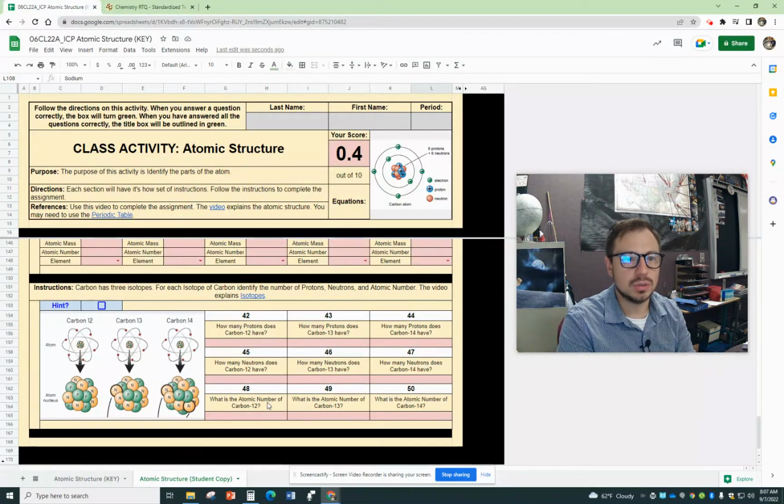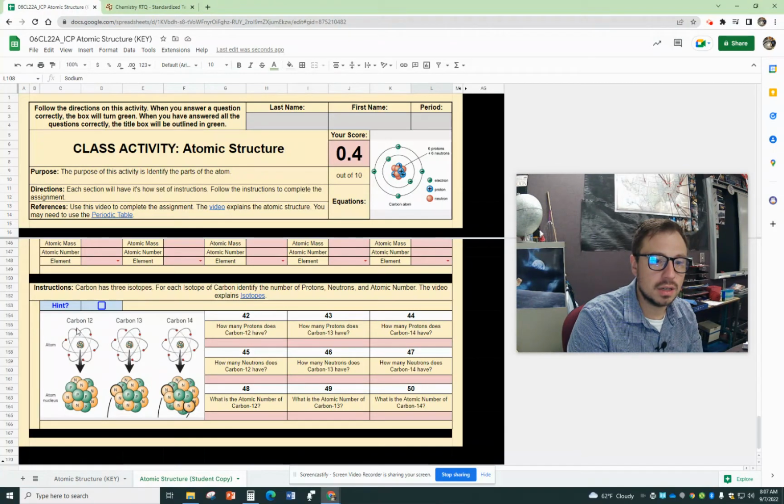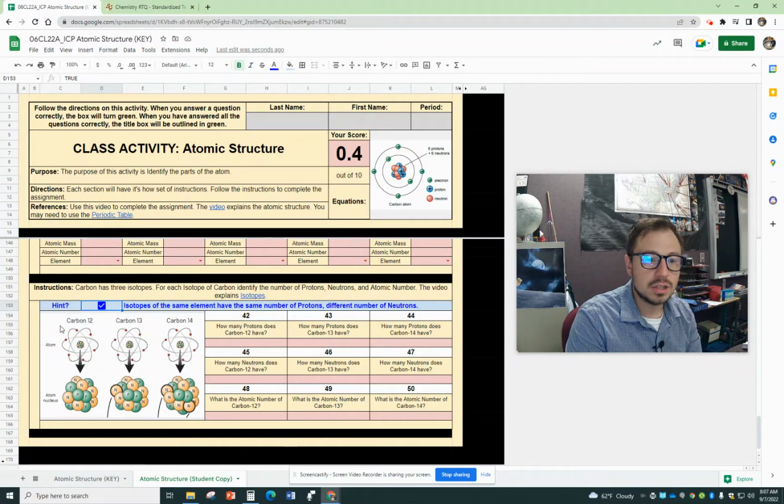This one's on isotopes. So the instructions are: carbon has 3 isotopes. For each isotope of carbon, identify the number of protons, neutrons, and the atomic number. There's a video here that does explain isotopes, and it does explain those 3 types of isotopes. So you can see the picture here. There's 3, you can see the hint. Isotopes of the same element have the same number of protons but a different number of neutrons. So I have carbon 12, carbon 13, and carbon 14.